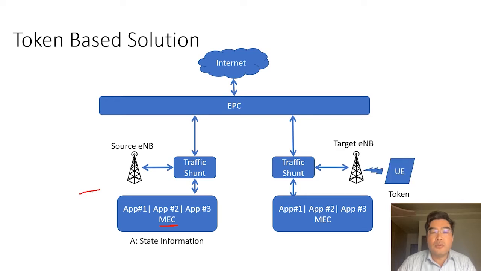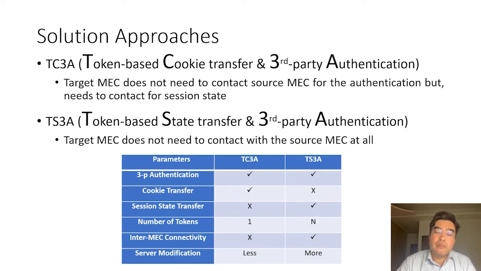If the UE moves from the source MEC to the target MEC, it will send the token, and then the MEC will know, oh, this is a visitor. The target MEC will then connect to the source MEC in order to retrieve the state information, so that the UE can resume the state on the target MEC and continue to play the application.